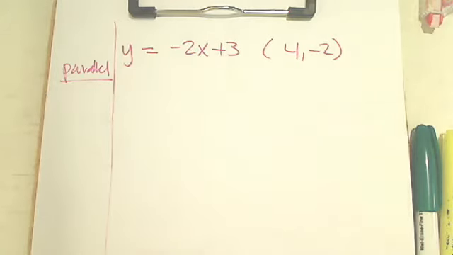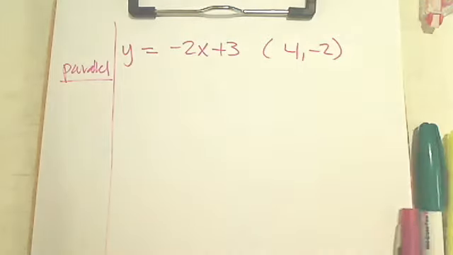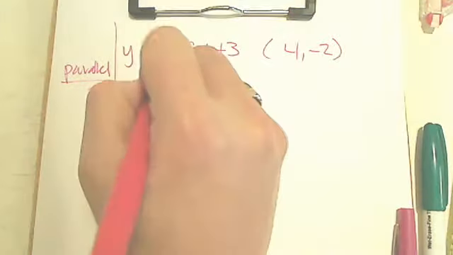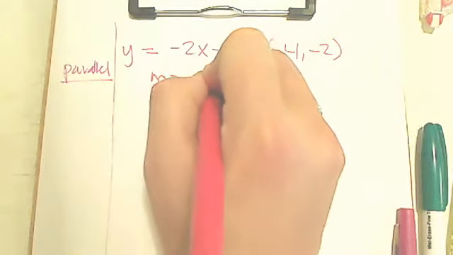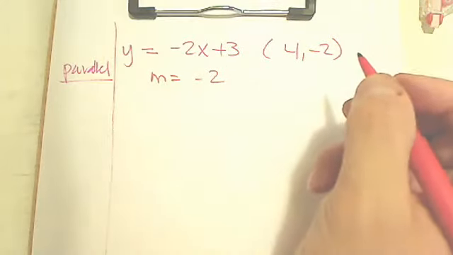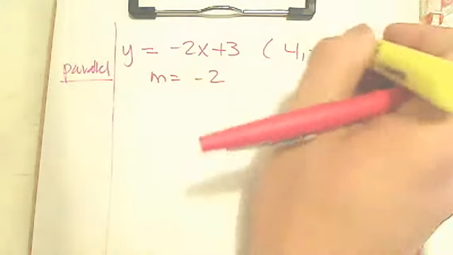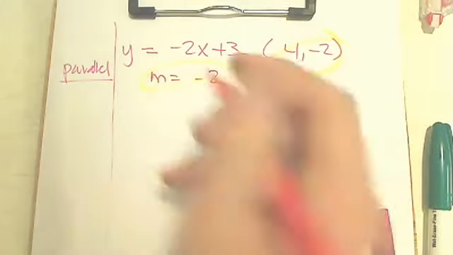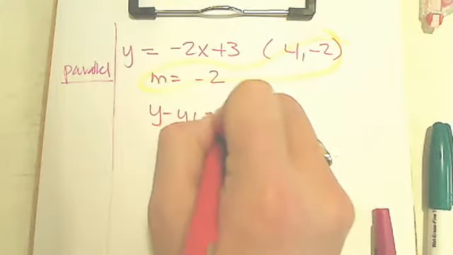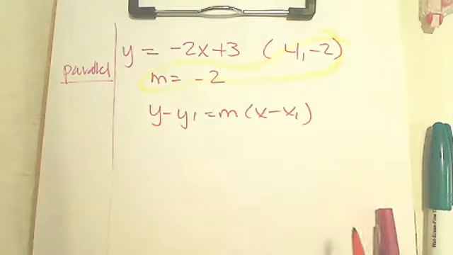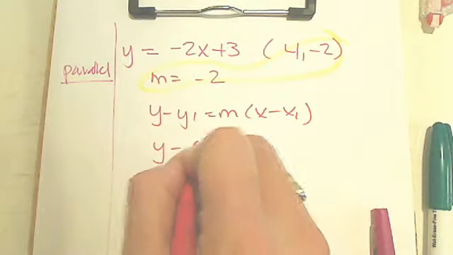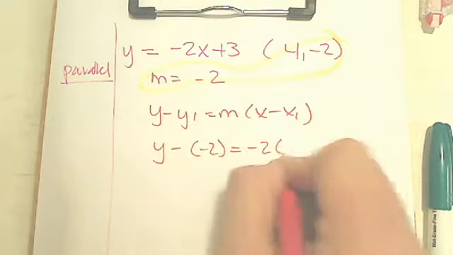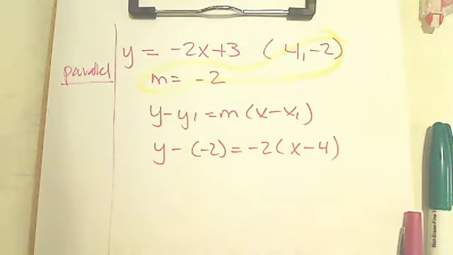Okay, first things first. Is this solved for y equals? The original line: the slope is not 2, it's -2, right? To find the other equation, I use that point and this slope. y minus y1 equals m times x minus x1, right? y minus -2 equals -2 times x minus 4.